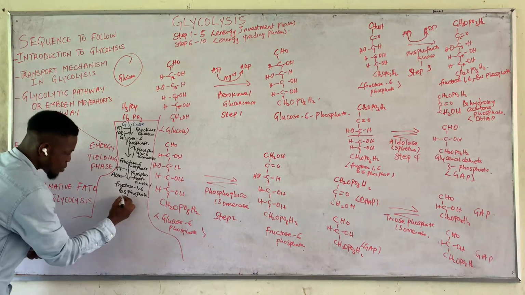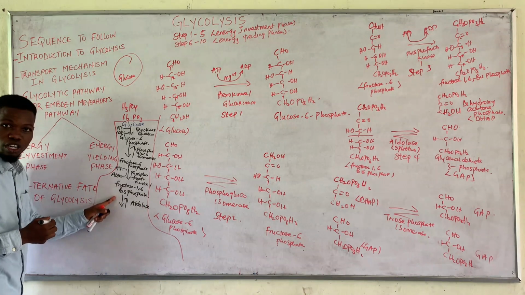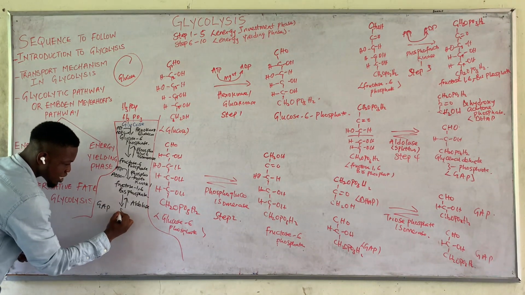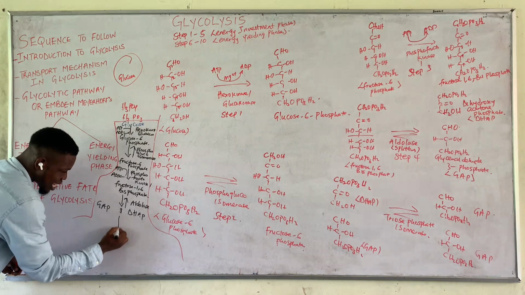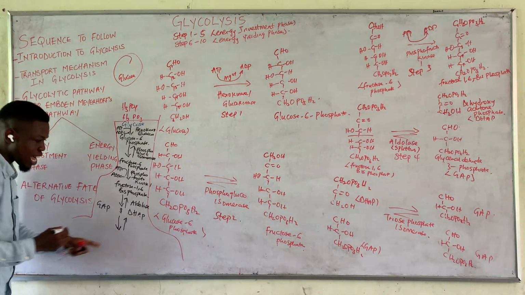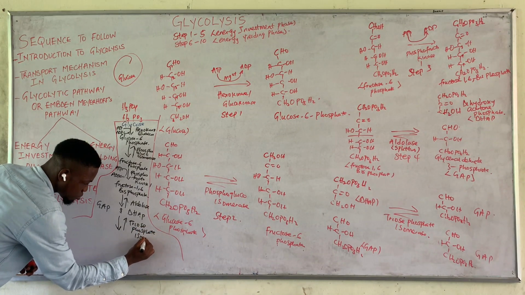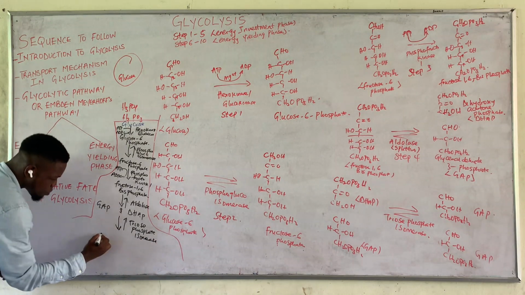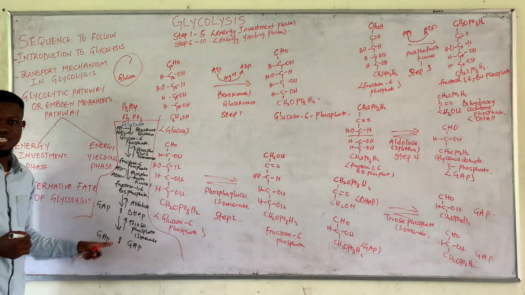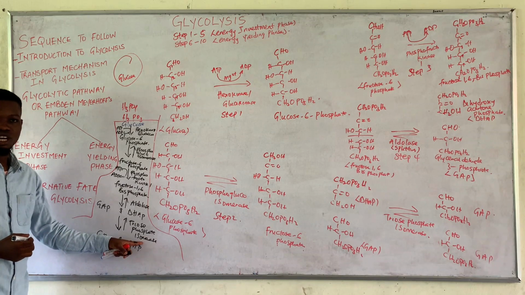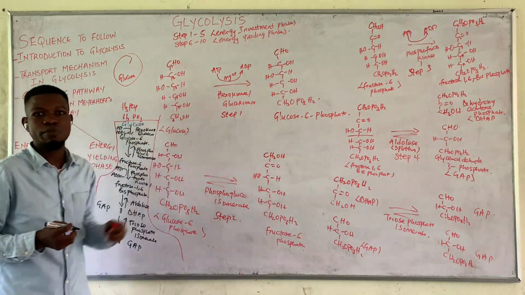That's for step 3. Then step 4, which is also reversible, will be acted upon by aldolase. Then it will break the bond and convert it to what? Glyceraldehyde 3-phosphate and dihydroxyacetone phosphate. The GAP and the DHAP. Then for the last step, which is step 5, which is also reversible, will be acted upon by the triose phosphate isomerase, whereby the GAP will remain the GAP and the DHAP will now become the GAP. So you have 2 glyceraldehyde 3-phosphate at the end of the energy investment phase. It is these 2 glyceraldehyde 3-phosphate that will continue step 6 to step 10 of the glycolytic pathway.